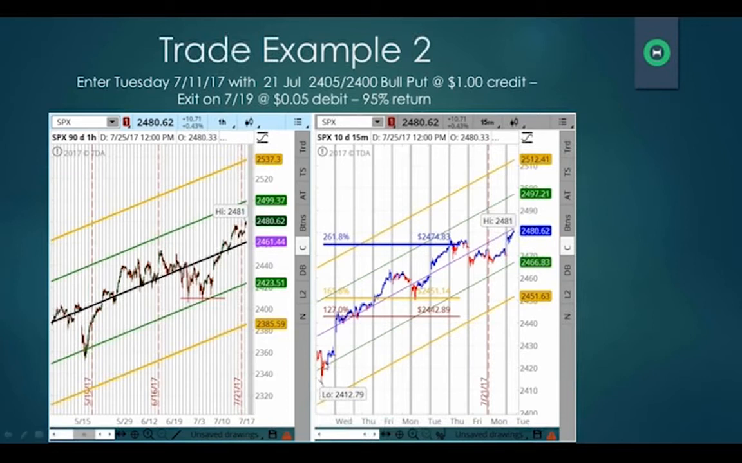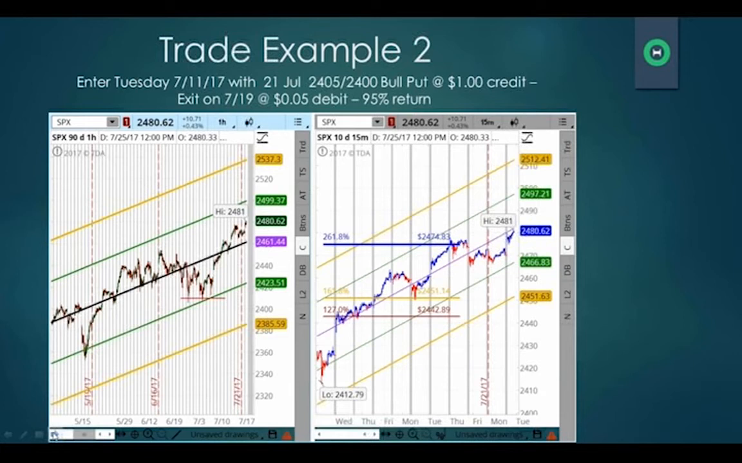We got in down here, and 1, 2, 3, 4, 5 days later, it hit the way overextended 261.8 on the Fibonacci's. Out we went. 95% return, 5 days.